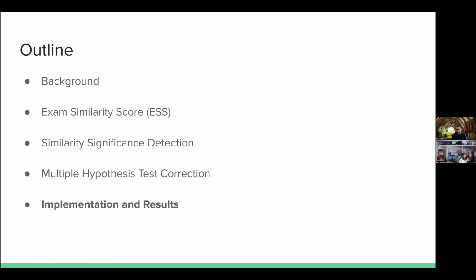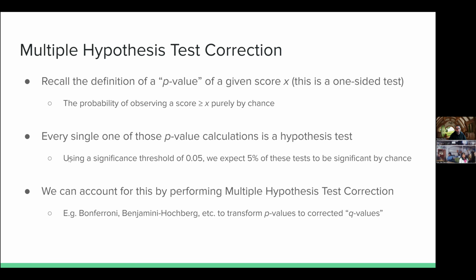Cool. Any questions? That was a fairly short section. Okay, so implementation. Oh yeah, go for it. Yeah, absolutely. Can you explain what you mean by a corrected q-value? Yeah, great question. So Bonferroni correction is the simplest of the multiple hypothesis test corrections.